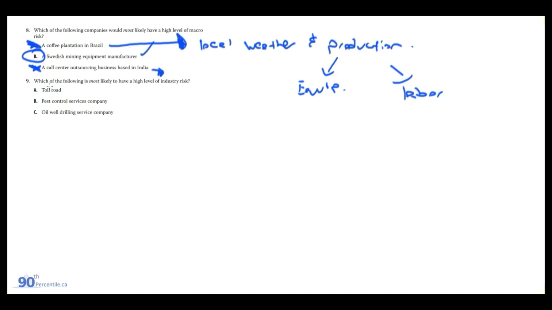Next one, which of the following is most likely to have a high level of industry risk? A, a toll road, not really, people are just driving on the road. B, a pest control services company, not really. Once again, it's not a cyclical industry. Pests don't care about how the economy's doing. And then C, an oil well drilling service company. So once again, yes, industry risk, and this could be associated with commodity prices.